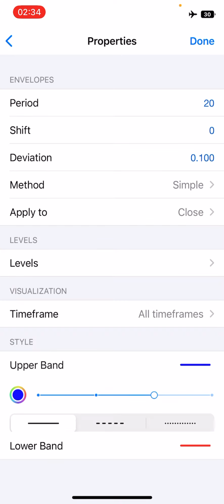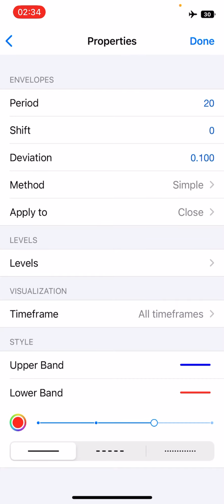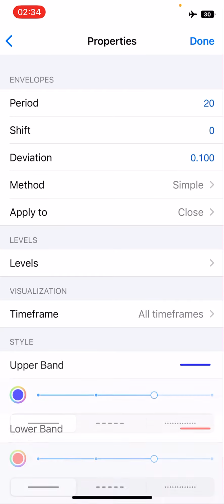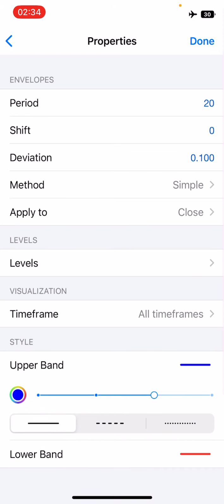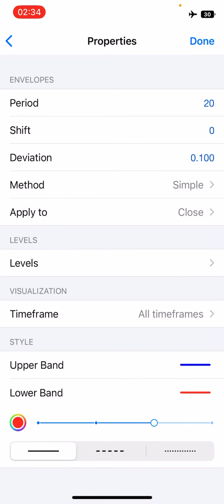On the styling, please try and choose the colors that I have right here because I'm going to be referring to them throughout these videos. We've got the upper band and the lower band. My upper band is blue, my lower band is red. So these are the final settings. Try and follow and try out some of the tips and settings that I'll be releasing to you guys, and the explanations behind those indicators.